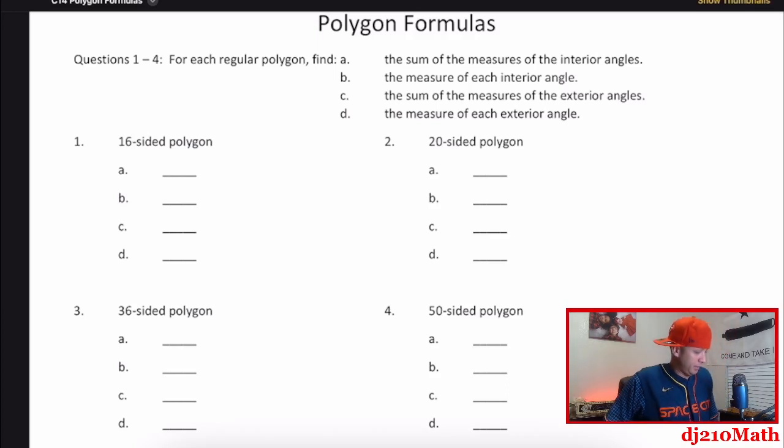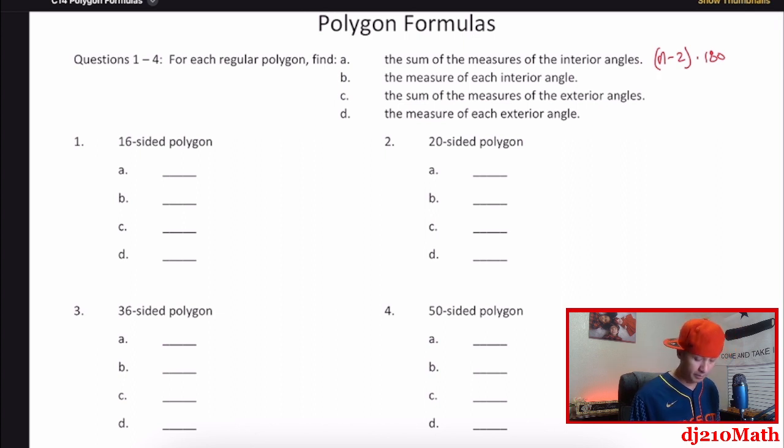All right, so let's get right into it. So polygon formulas. Let's recall the four formulas. So the sum of the interior angles, we're adding up all the interior angles, so it's going to be n minus 2 times 180.